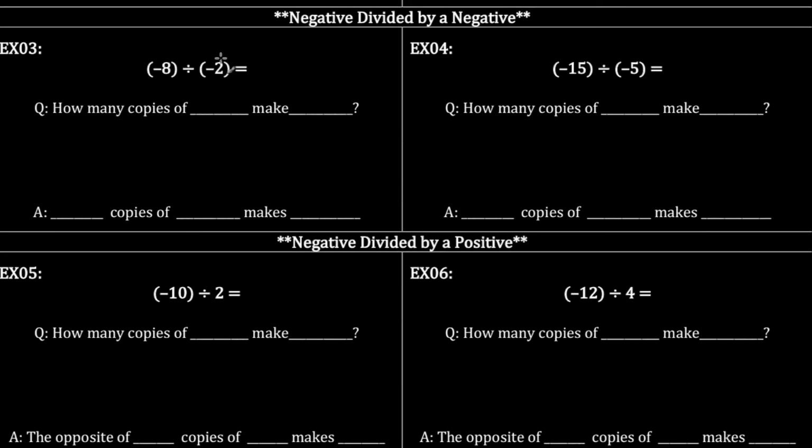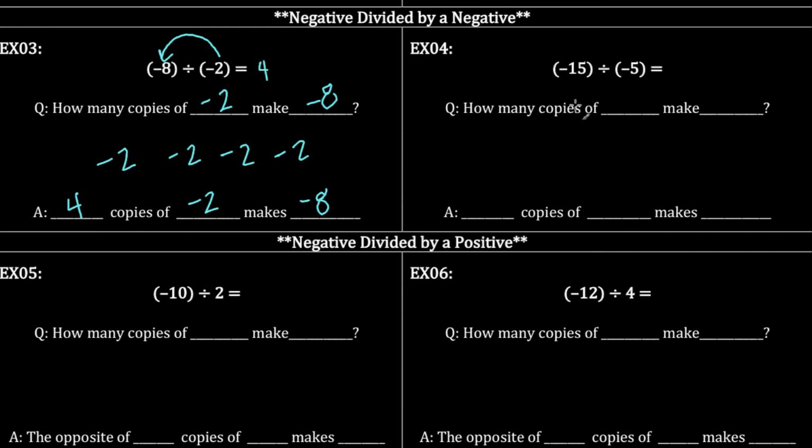And this one, remember, we're trying to fit the -2 into -8. So how many copies of -2 make -8? So -2, -2, -2, -2. So how many copies of -2 do we need? 4. So we need 4 copies of -2 to make -8. So the answer is 4.